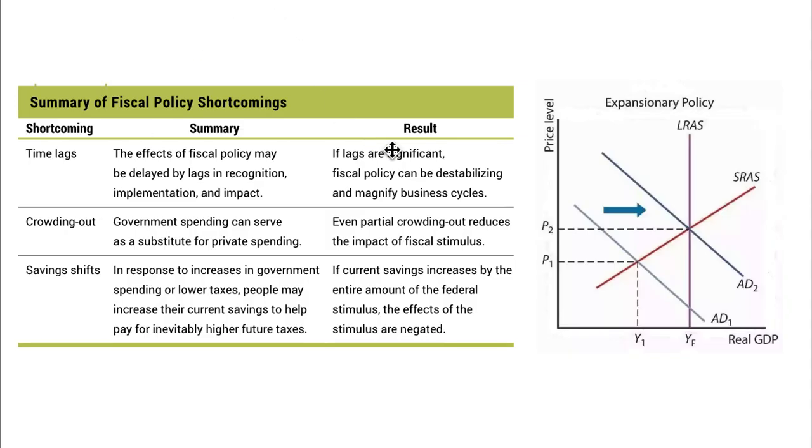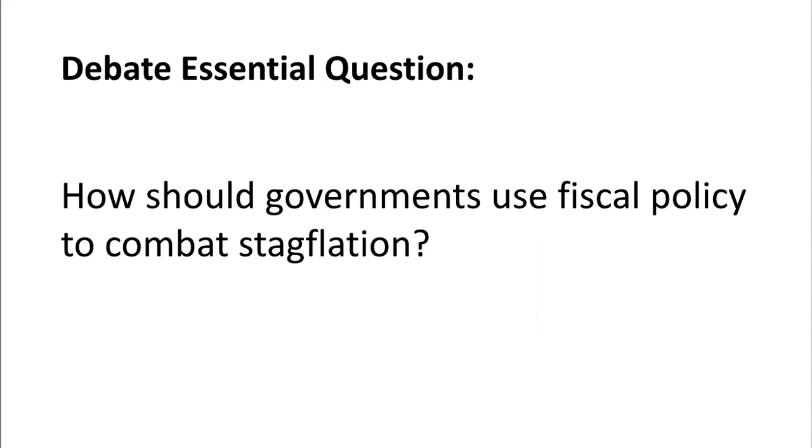Again, while many economists want expansionary policy to fix recessionary gaps, we as economists also want to understand and identify these three shortcomings of fiscal policy: time lags, crowding out, and saving shifts. And looking at these specific shortcomings of fiscal policy, we're going to begin to delve again into this debate essential question. So how should governments use fiscal policy to combat stagflation?